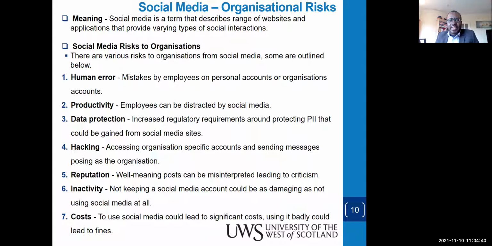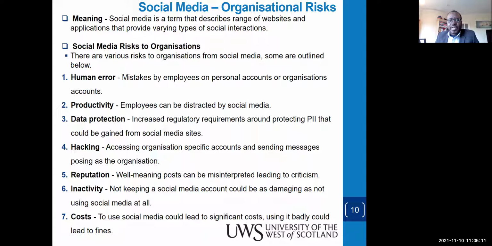The risks to organizations are various. There are a lot. Human error. So an employee makes an error on his personal account, and maybe it is linked to the organization's account, or using the organization's Facebook account and mistakenly pops something out there. Productivity. Also, when I'm at the workplace, I'm always on my social media handle. I may not produce something better. I will end up committing errors. Okay, I'll be distracted because I'm always following the news on Twitter, on IG, name them.